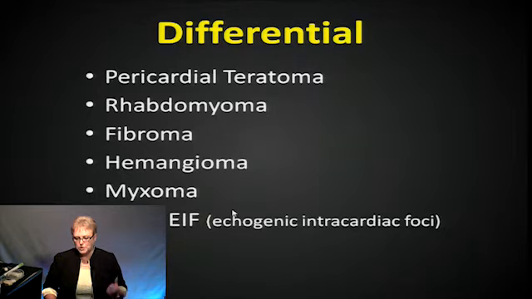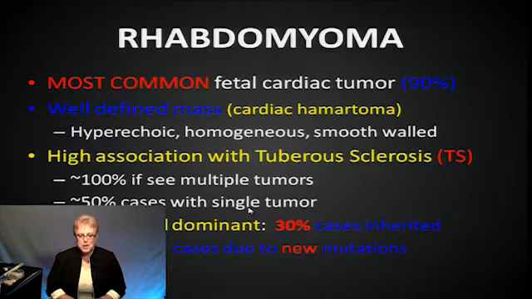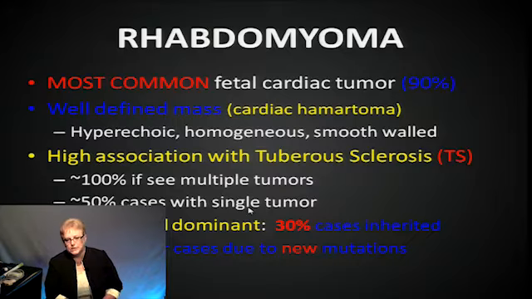Our differentials would be pericardial teratoma, rhabdomyoma, fibroma, hemangioma, myxoma, or large echogenic foci. Any guesses? Rhabdomyoma. Very good. Rhabdomyomas are the most common fetal cardiac tumor about 90% of the time. If you see a mass within the fetal heart, it's going to be a rhabdomyoma.